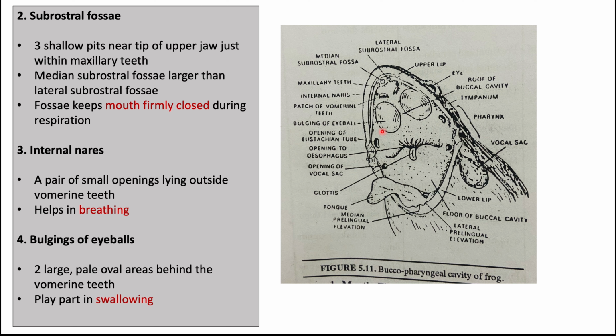Now coming to the next part, these are the bulgings of eyeballs. Look at these two ball-like structures, big circular structures. These are bulgings of eyeballs, a single pair, so they will be two in number, and their function is they play a part in swallowing. They push food into the esophagus. So bulging of eyeballs function in swallowing of food.